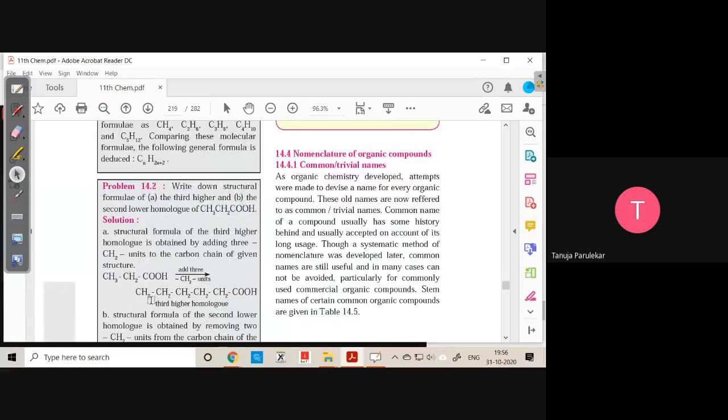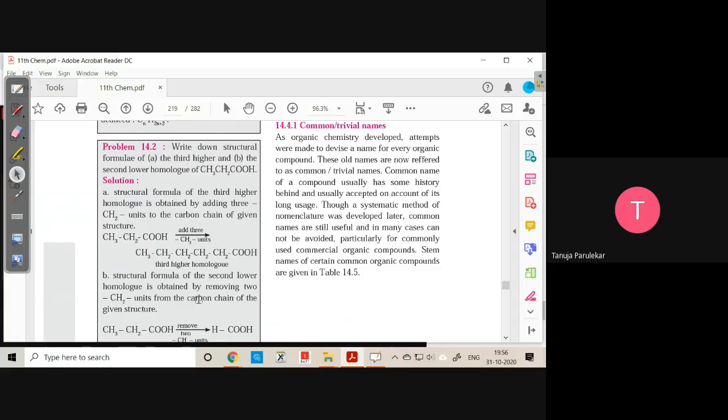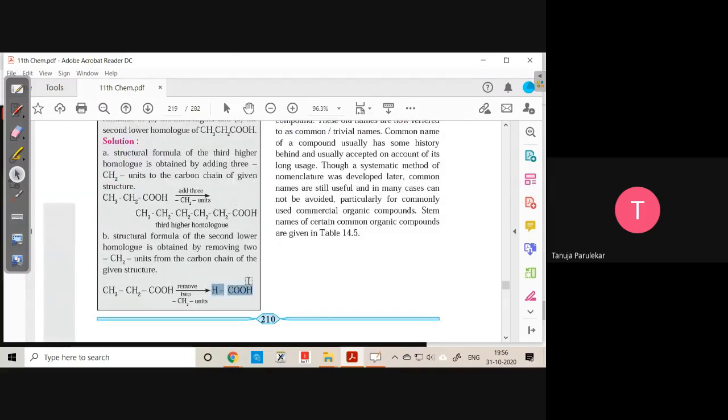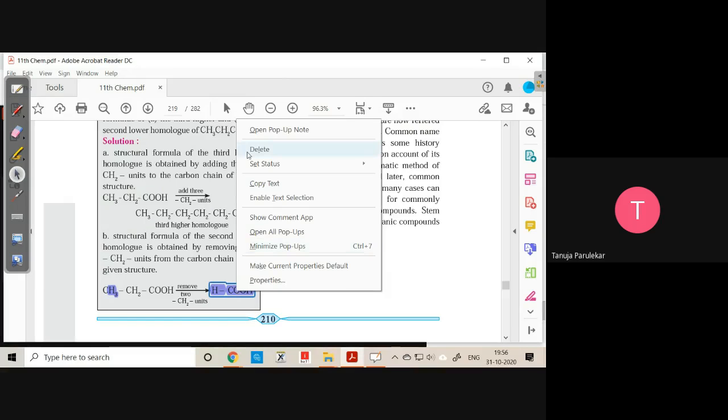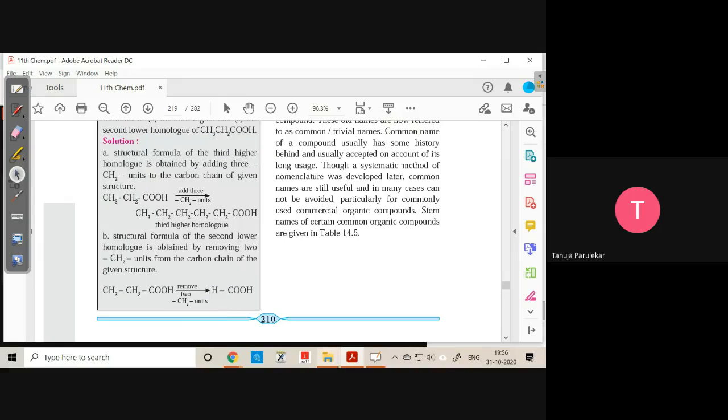Let us go back and just check it. Okay. So here you are, the third higher homologue. So this was correct, which Sankalpa gave us. And next, the structural formula of the second lower is obtained by removing. So here you are. Then Suraj, you also gave it right. Only thing is you did not put H, because after removing CH2 from this, you are getting HCOOH. So always remember, this is nothing but formic acid.